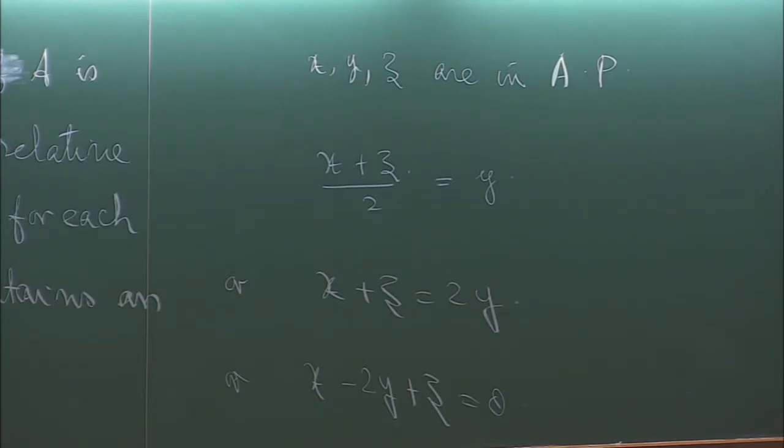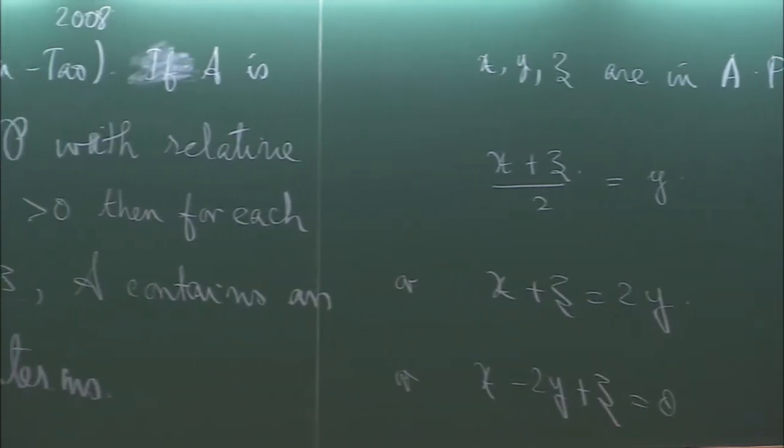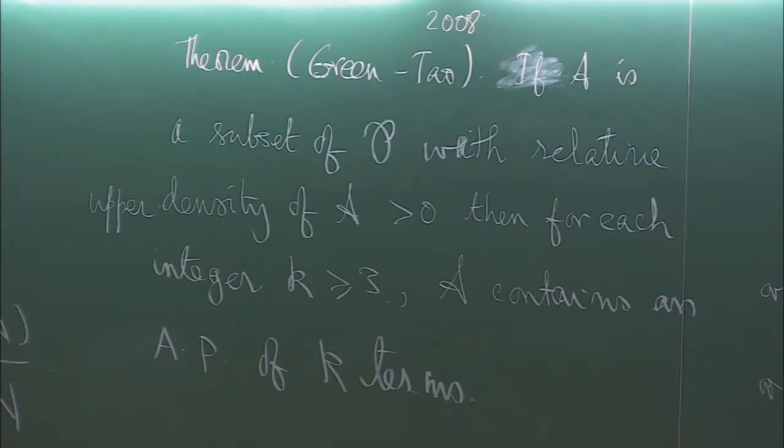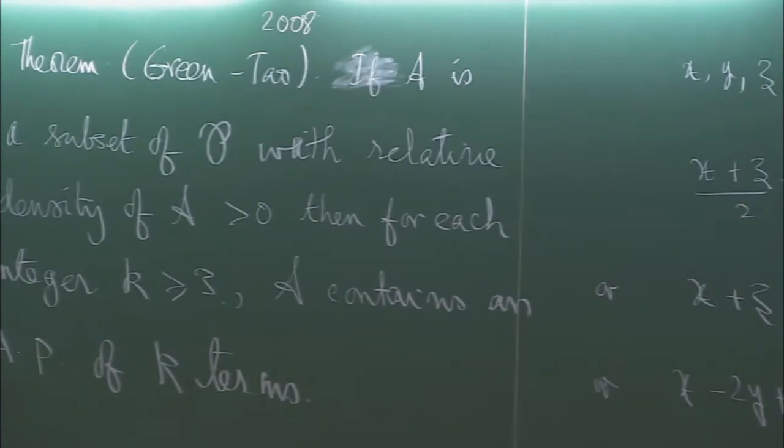Okay, I must be very careful here, and thanks for pointing out. The question of whether an AP of k terms or 3 terms is interesting only if the AP is non-trivial. A 3-term arithmetic progression is trivial, of course, if x is equal to y is equal to z. This is the trivial case.